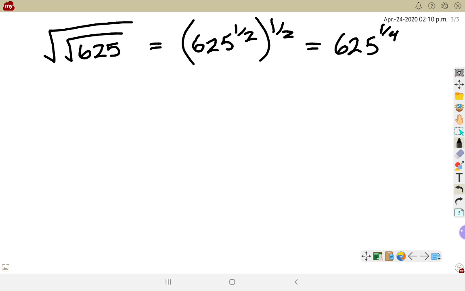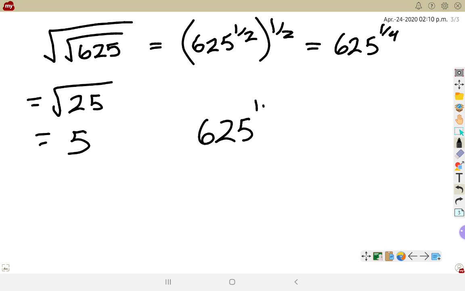Now the square root of 625 is 25, and then the square root of 25 is 5. So we can also say 625 to an exponent of 1/4 is 5. And if you wanted to double check that on your calculator, you'd find that it works out quite nicely.